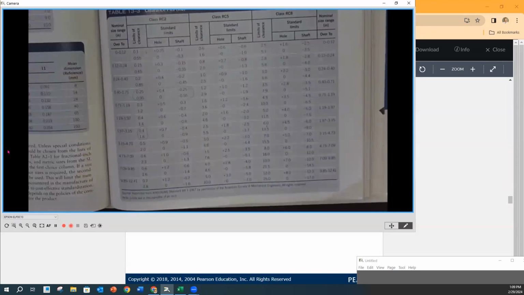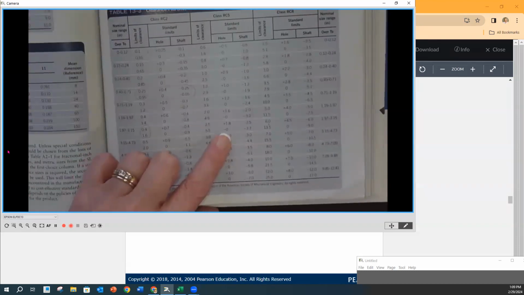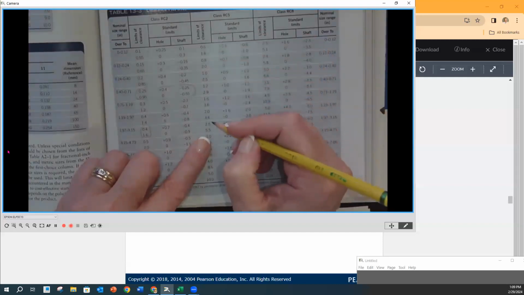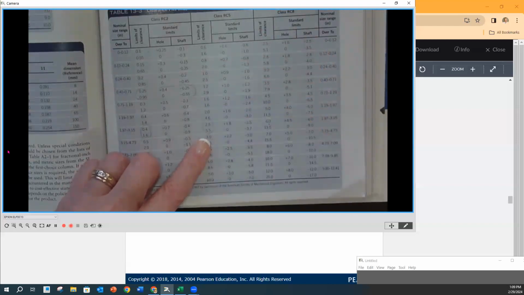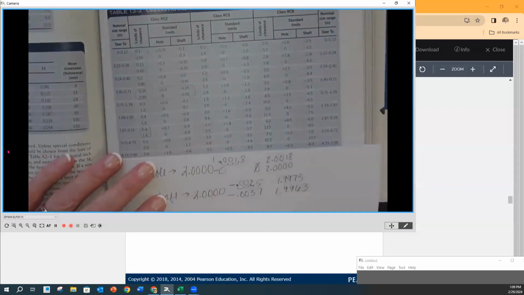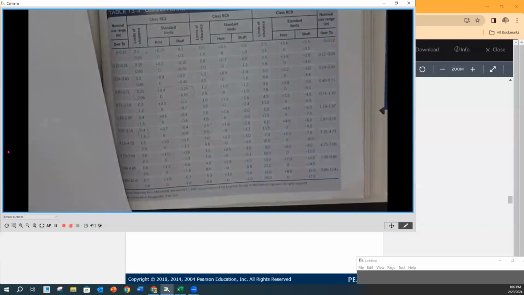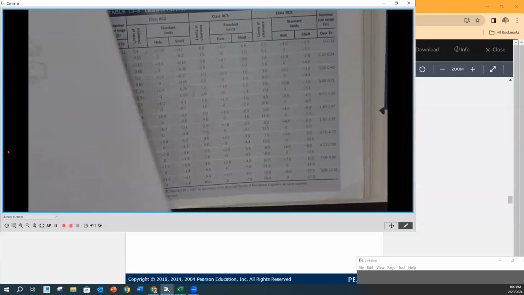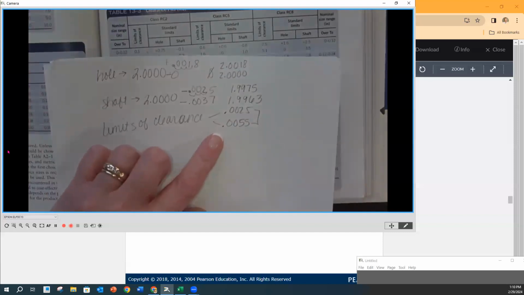So right before the hole column, we have the limits of clearance column right here. Here are your numbers, okay? And you can double check them, but it gives it right in our chart here. So our limits of clearance, I've got to write them down over here, are going to go from 0.0025 to 0.0055. Those are the limits of clearance, okay? And that's the other thing that they're asking for in this problem.